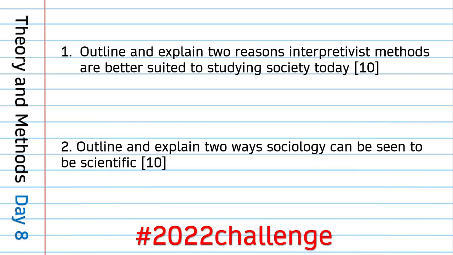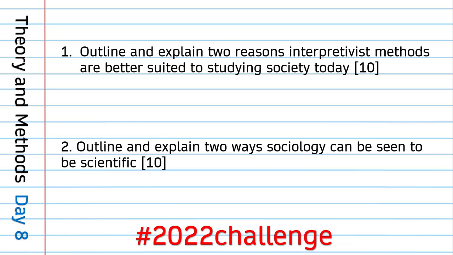Now, this is a tricky question because it's asking not only about interpretivist methods, but their usefulness in studying society today. So you're looking at aspects of society as well as interpretivist methodology and why it's more useful than, say, for example, positivist methodology. Second question, a little bit more straightforward. Outline and explain 2 ways sociology can be seen to be scientific.